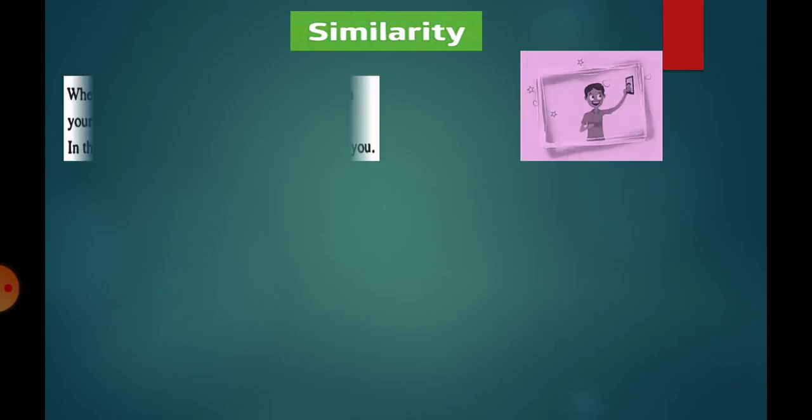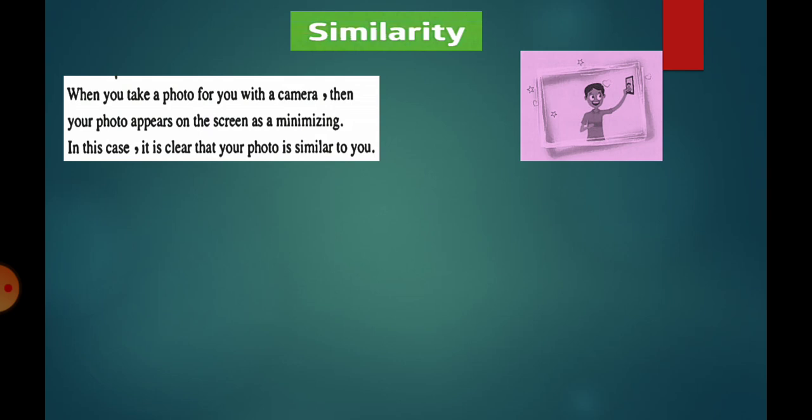In our lesson today, we are talking about similarity. If you take a photo of yourself with a camera, then your photo appears on the screen as a minimization. In this case, it's clear that your photo is similar to you. But the size of the photo is not the size of you. The height of the photo is not your height. Then we can say the photo is similar to you.